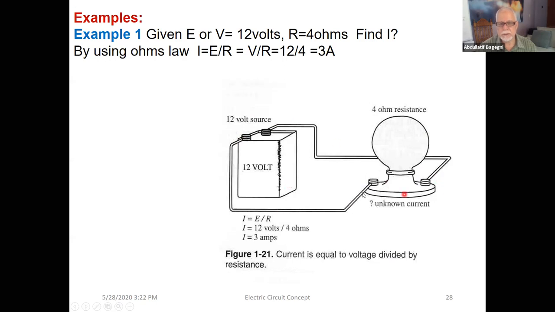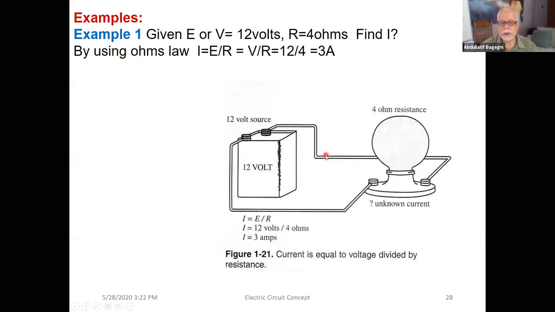So the current is going to flow. We need to find how much current is going to flow through the lamp if we have a 12 volt battery applied to the lamp, and the resistance of the lamp is equal to 4 ohms. Very straightforward. Ohm's law is V equal I times R, looking for the I. So I equal V over R, 12 over 4 is equal to 3 amperes. So we're expecting a 3 ampere current to flow.